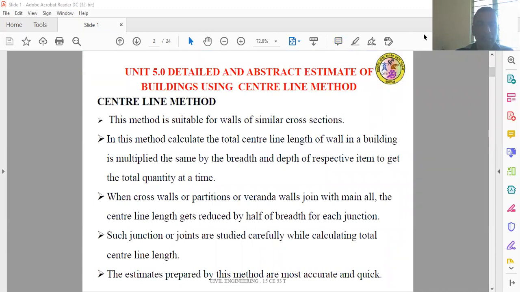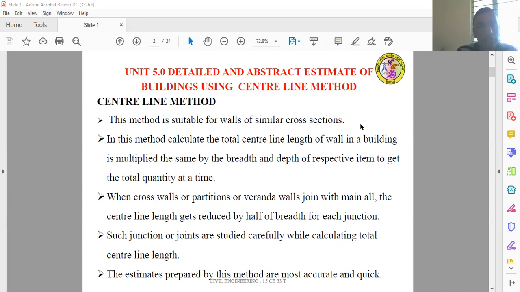In this class, I explained the central line method for finding the different quantities of a two-room building. The central line method is a very simple and quick method for finding the quantities of different items of work from foundation level to substructure level. It can be calculated more easily compared to the long wall short wall method. This method is commonly suitable for walls of similar cross section.